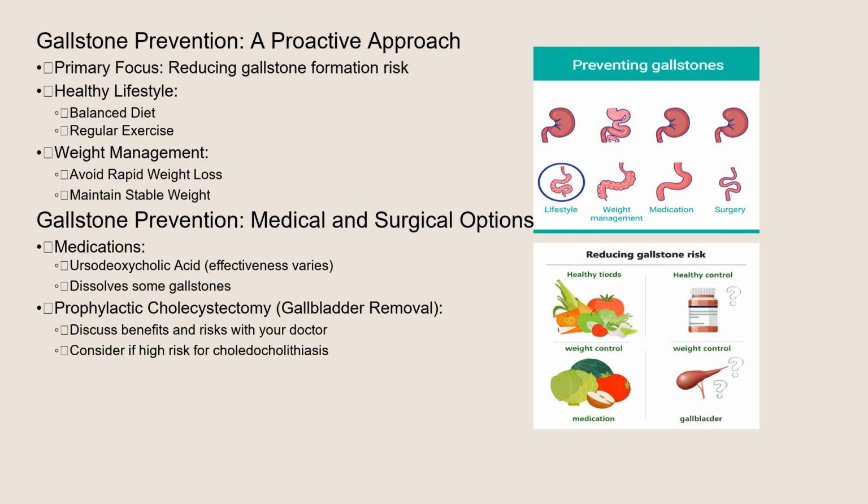Preventing choledocholithiasis largely mirrors the strategies for preventing gallstones. Maintaining a healthy weight, eating a balanced diet rich in fiber and low in saturated fat, and avoiding rapid weight loss can all help. For individuals at high risk, medications like ursodeoxycholic acid might be considered to prevent gallstone formation, though this is typically reserved for those who cannot undergo surgery or have other contraindications.